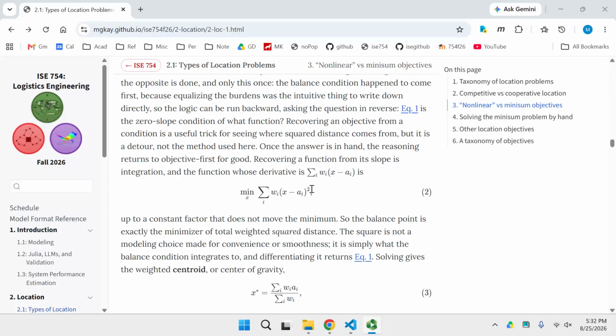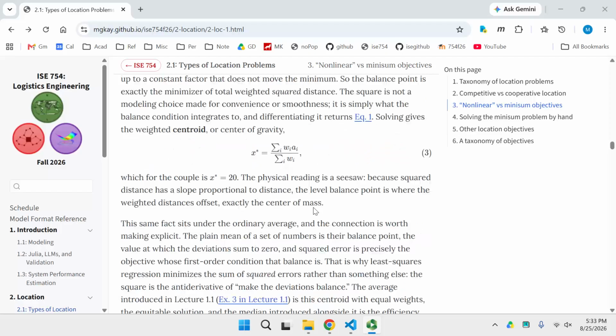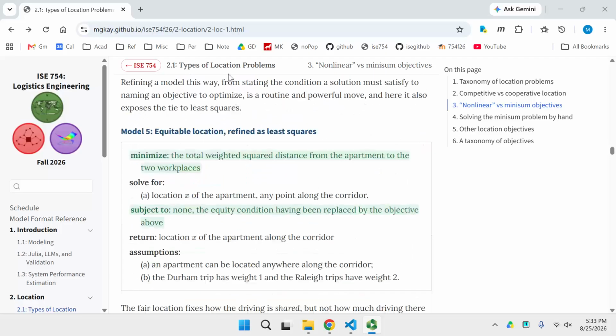So we can reformulate the same problem with an objective function, and that objective function is squaring the distance. The reason to do that is so that we end up with the derivative that corresponds to our first order equity or fairness condition. When we do that, we can see that the location at 20 miles corresponds to the weighted centroid location, or weighted center of gravity location. When we do that, we can reformulate the model, and now we have a model that actually has an objective function: minimize the total weighted squared distance from the apartment.